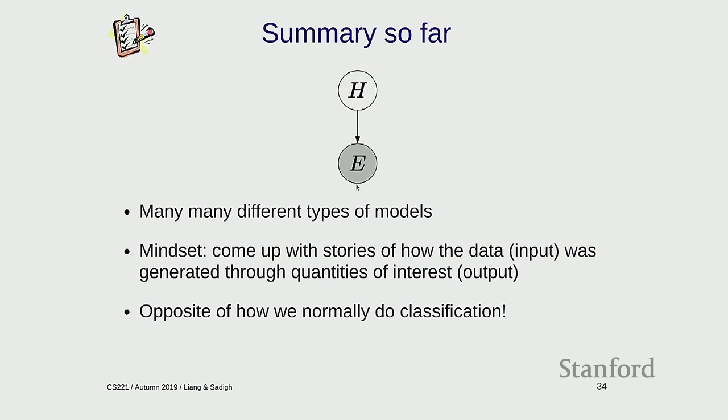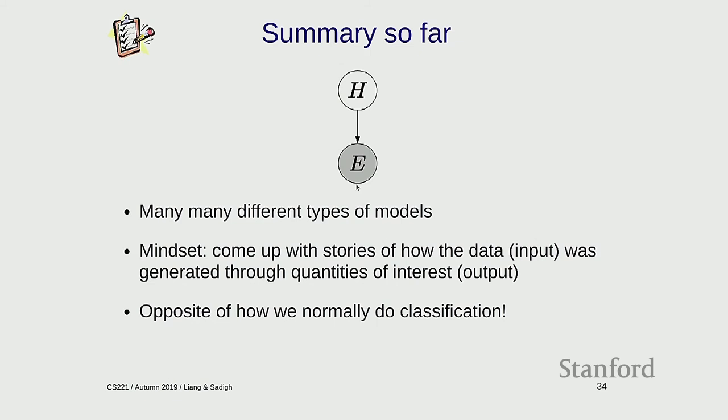It starts with the output or the structures you're interested in, which are presumably more of a Platonic ideal, something cleaner. And then you're trying to describe how that clean structure gives rise to the messy data that you observe.